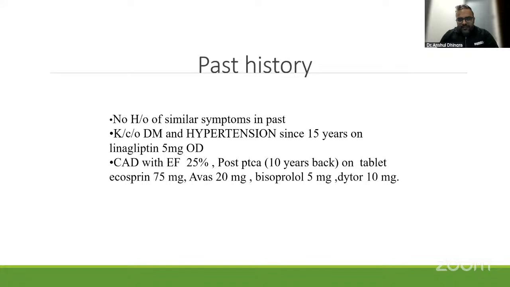So past medical history was she has no history of any similar symptoms in the past. Known case of diabetes and hypertension since 15 years on linagliptin 5 mg OD. She is a known case of coronary artery disease with ejection fraction of 25% post PTCA 10 years back on tablet Ecosprin 75 mg, Avast 20 mg, Bisoprolol 5 mg, and Ditot 10 mg.